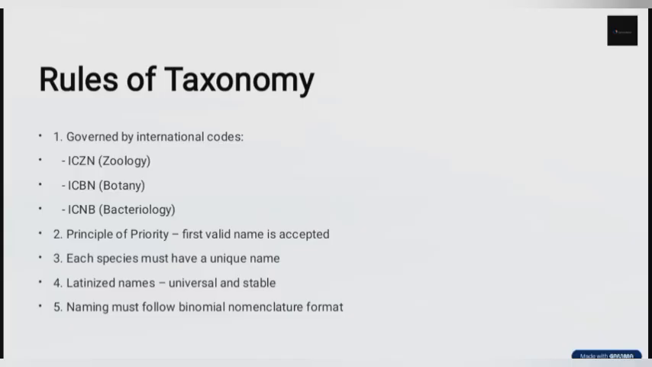And then lastly, we have the International Code for Nomenclature of Bacteria. I think I mentioned earlier during one of our classes that bacteria are very diverse organisms. So this body is responsible for naming bacteria alone. So the first rule is that everything in taxonomy must be governed by these bodies. Now, the second rule is the principle of priority.